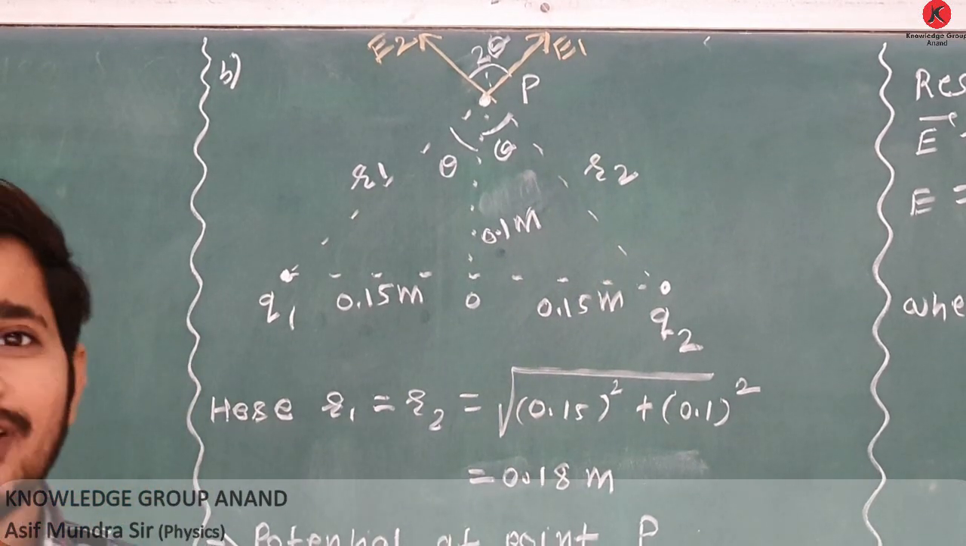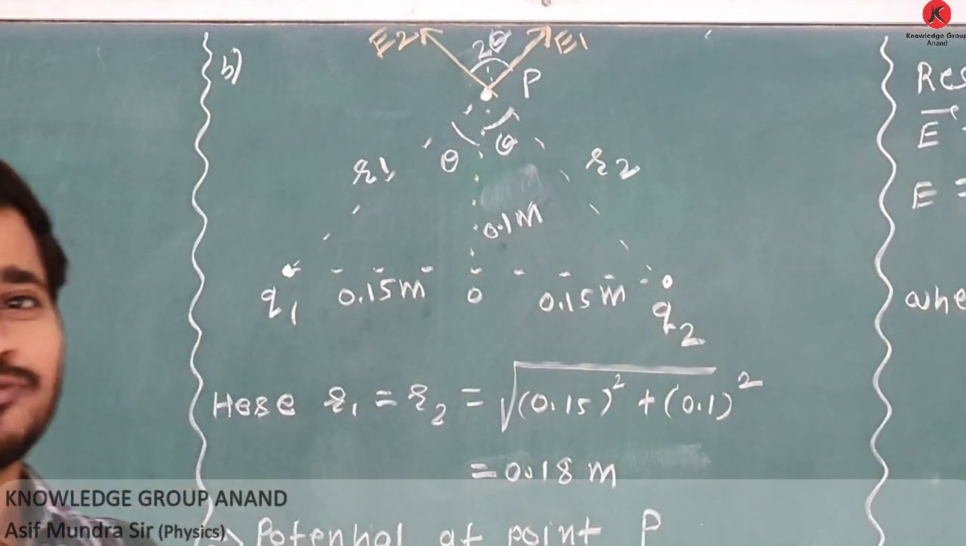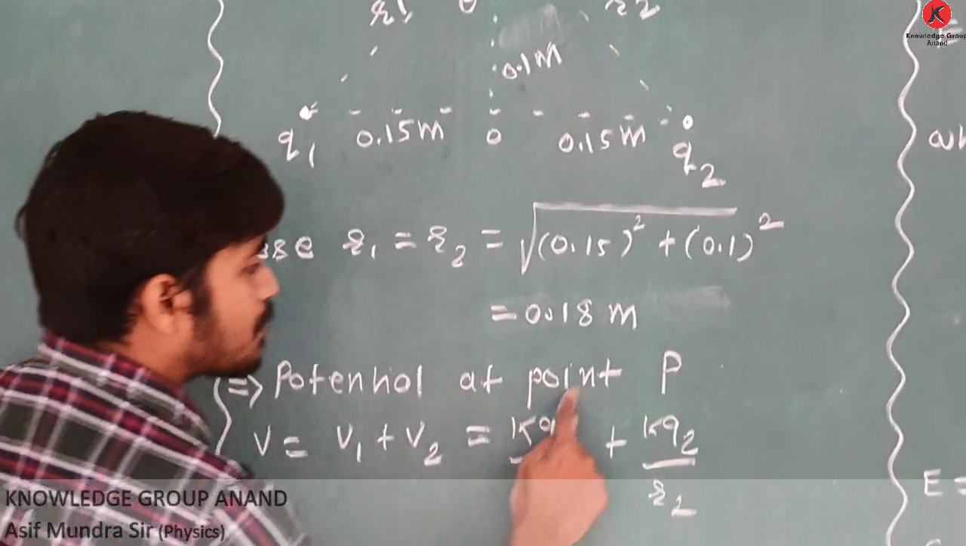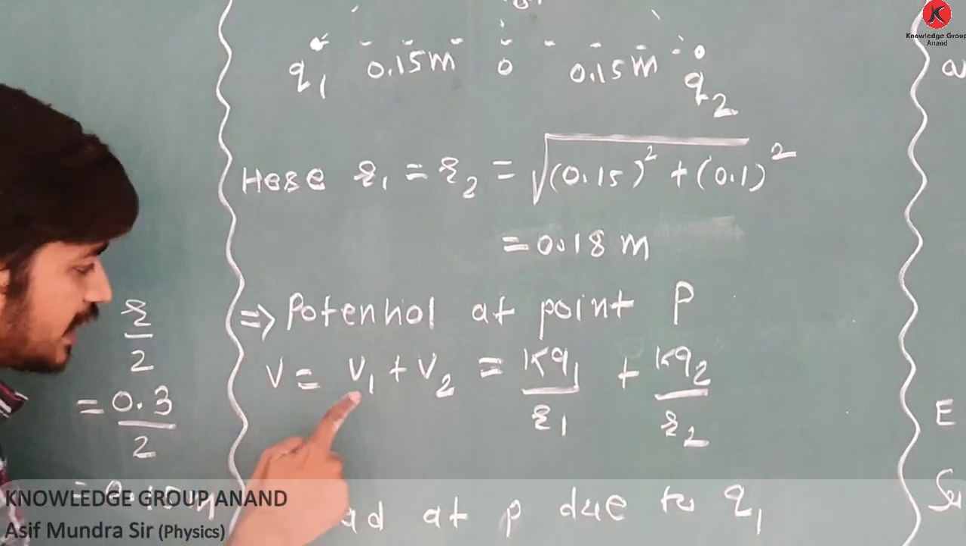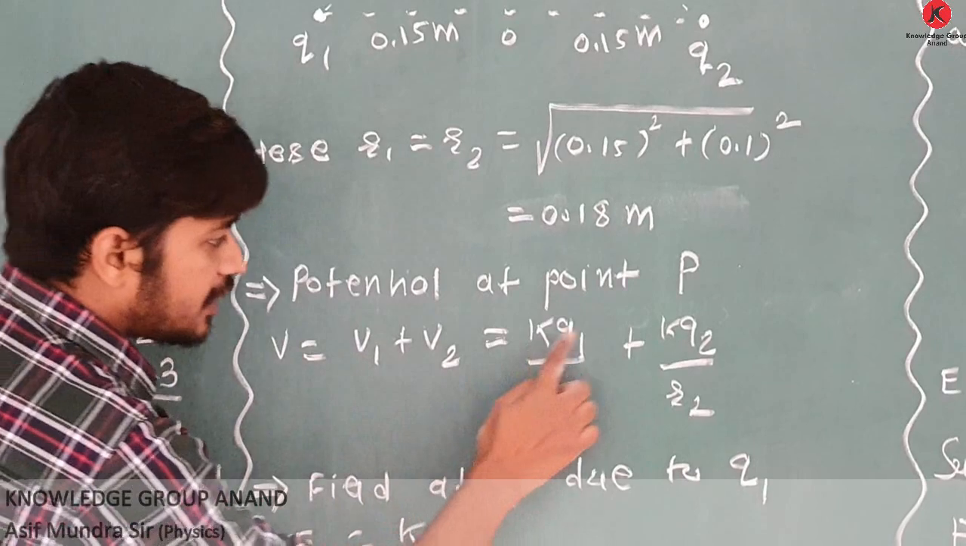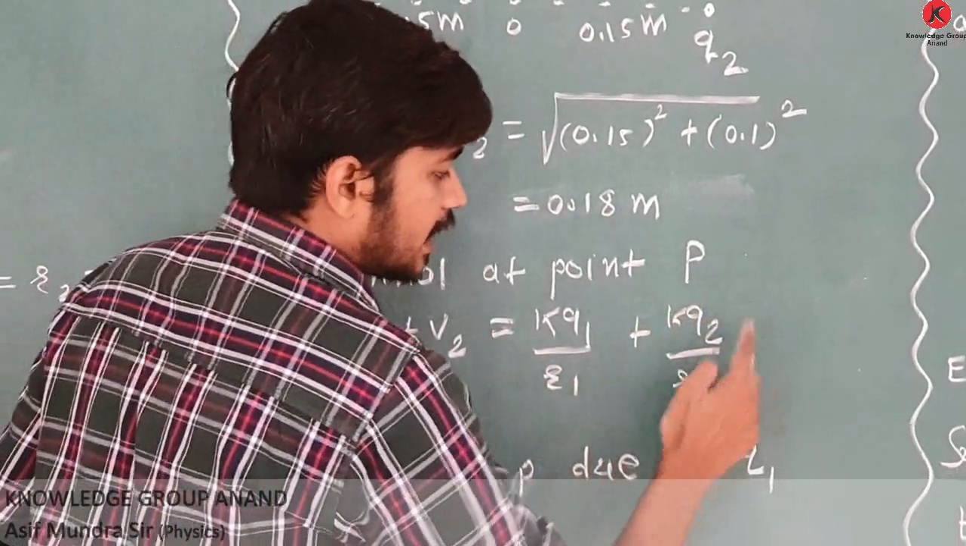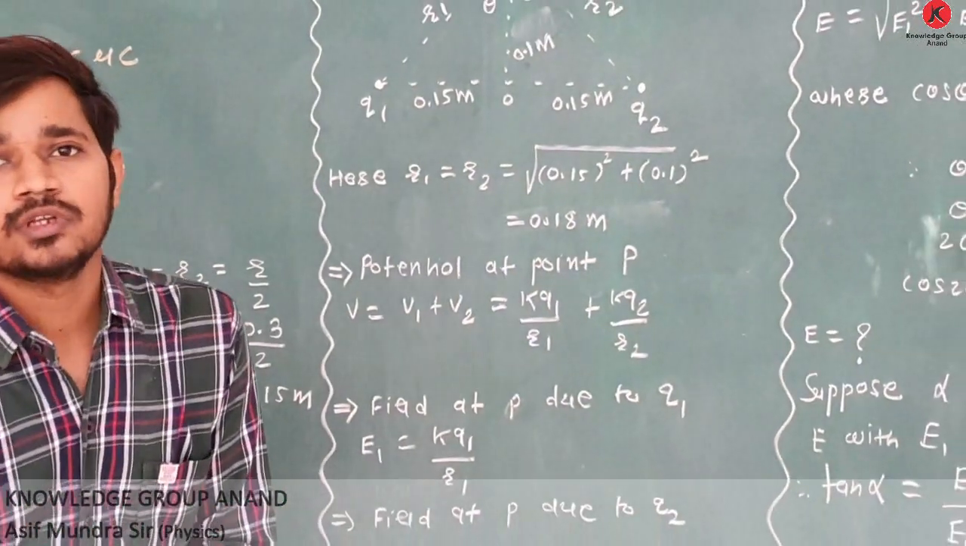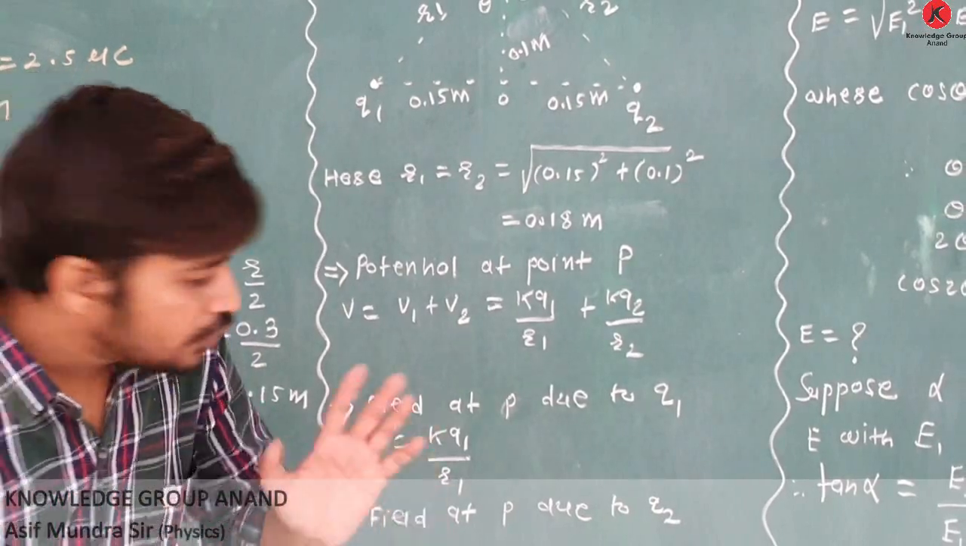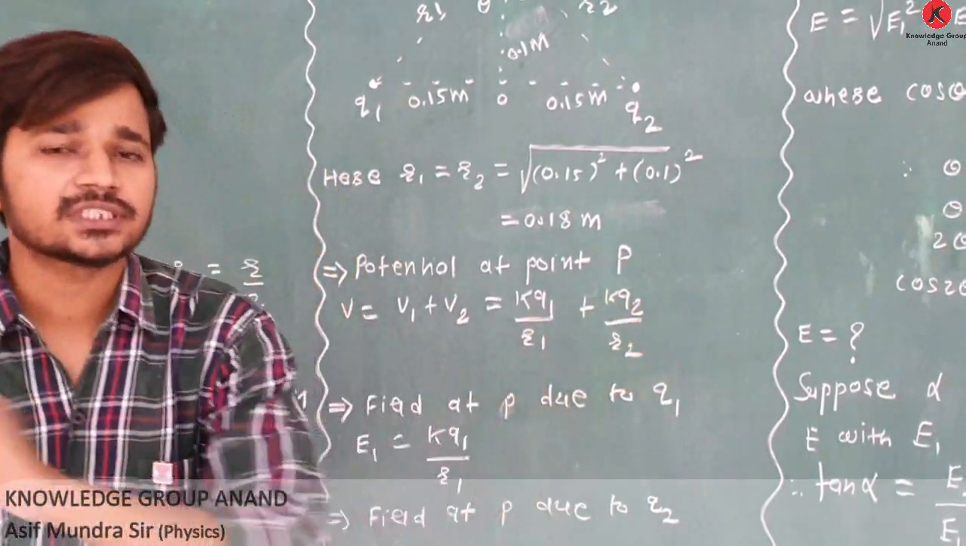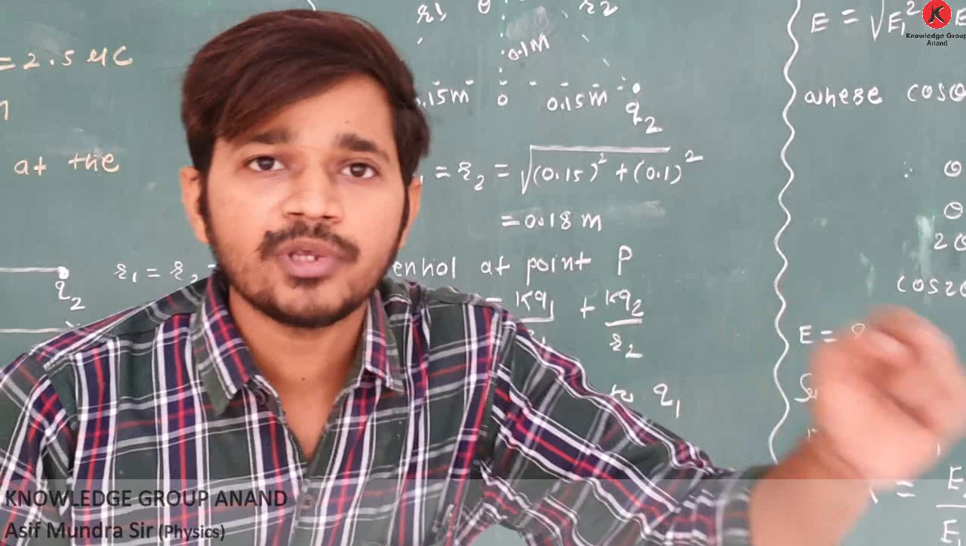Now, as potential is a scalar quantity, we will first find the potential. Potential at point P, V is equal to again V1 plus V2, K Q1 upon R1 plus K Q2 upon R2. Clear? Any doubt? You can easily calculate this. Yes, convert microcoulomb to coulomb.